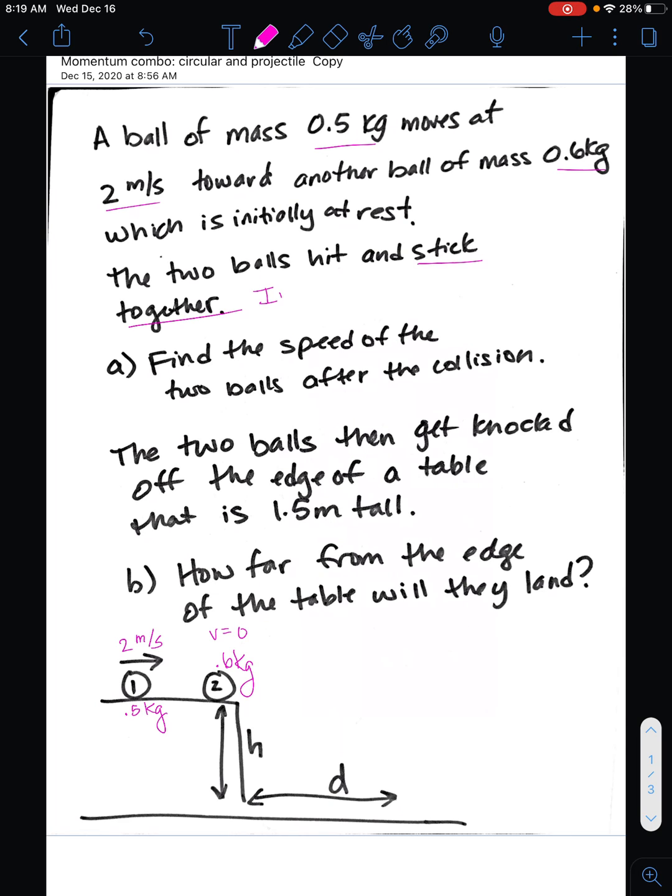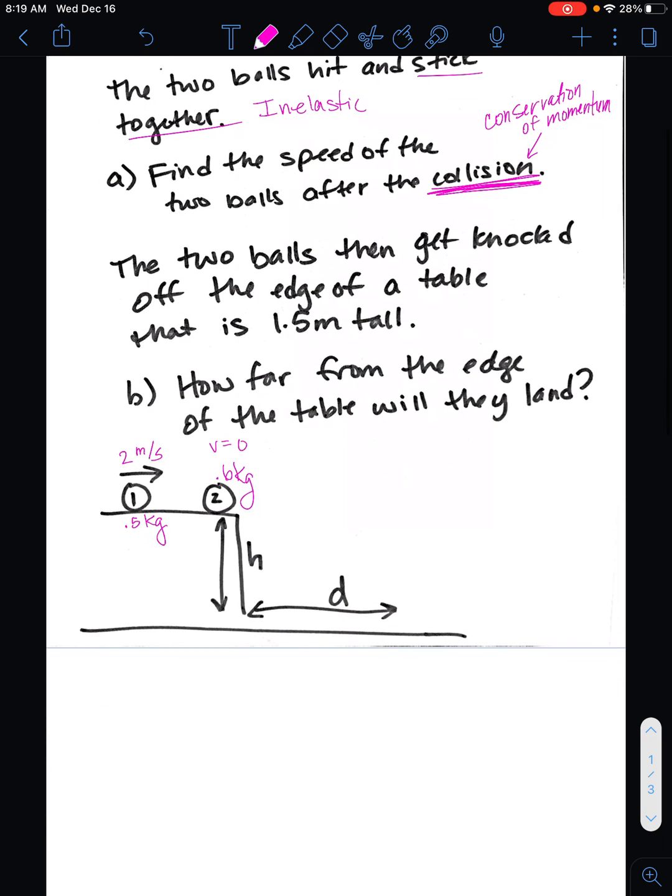This is going to be an inelastic collision where we're going to add their two masses together and say that they're both traveling at that same speed. Find the speed of the balls after the collision. All right, collision indicates that this is a momentum problem and that I need to use the conservation of momentum during a collision in order to solve for the final speed.